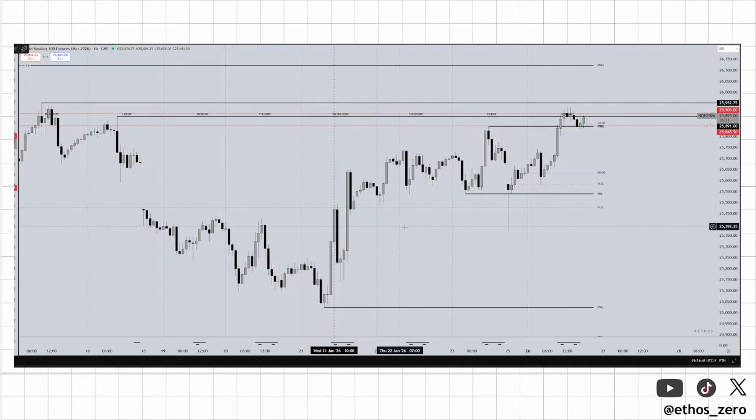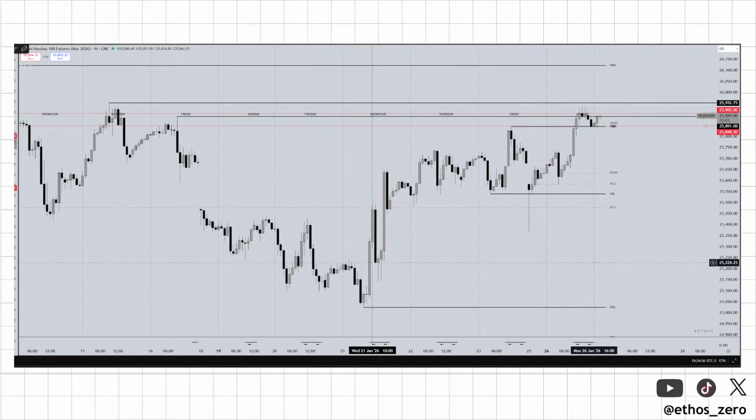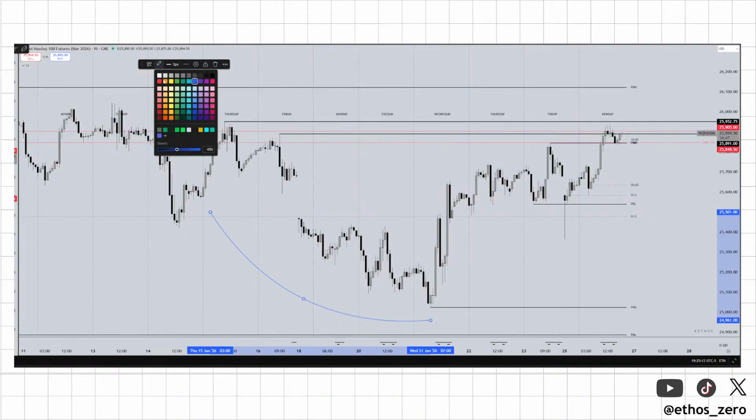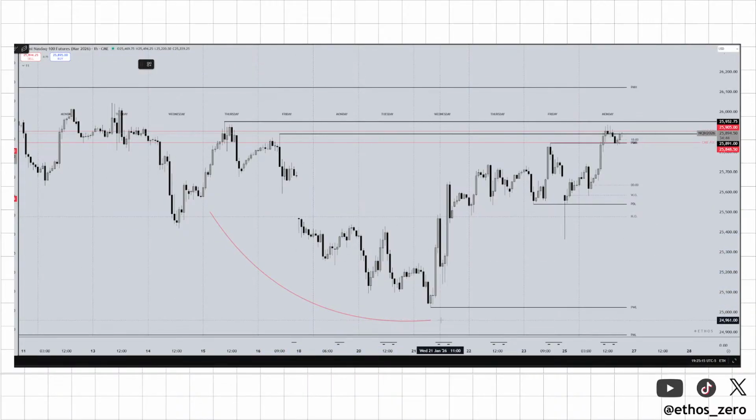All right. So today's price delivery for NQ futures, January 26th, 2026. Coming into the day, I was expecting us to have a market maker buy model unfold because we do have the right side of the curve underway. If we're looking at the last week's delivery, we have our left side of the curve here, we have our right side of the curve here.